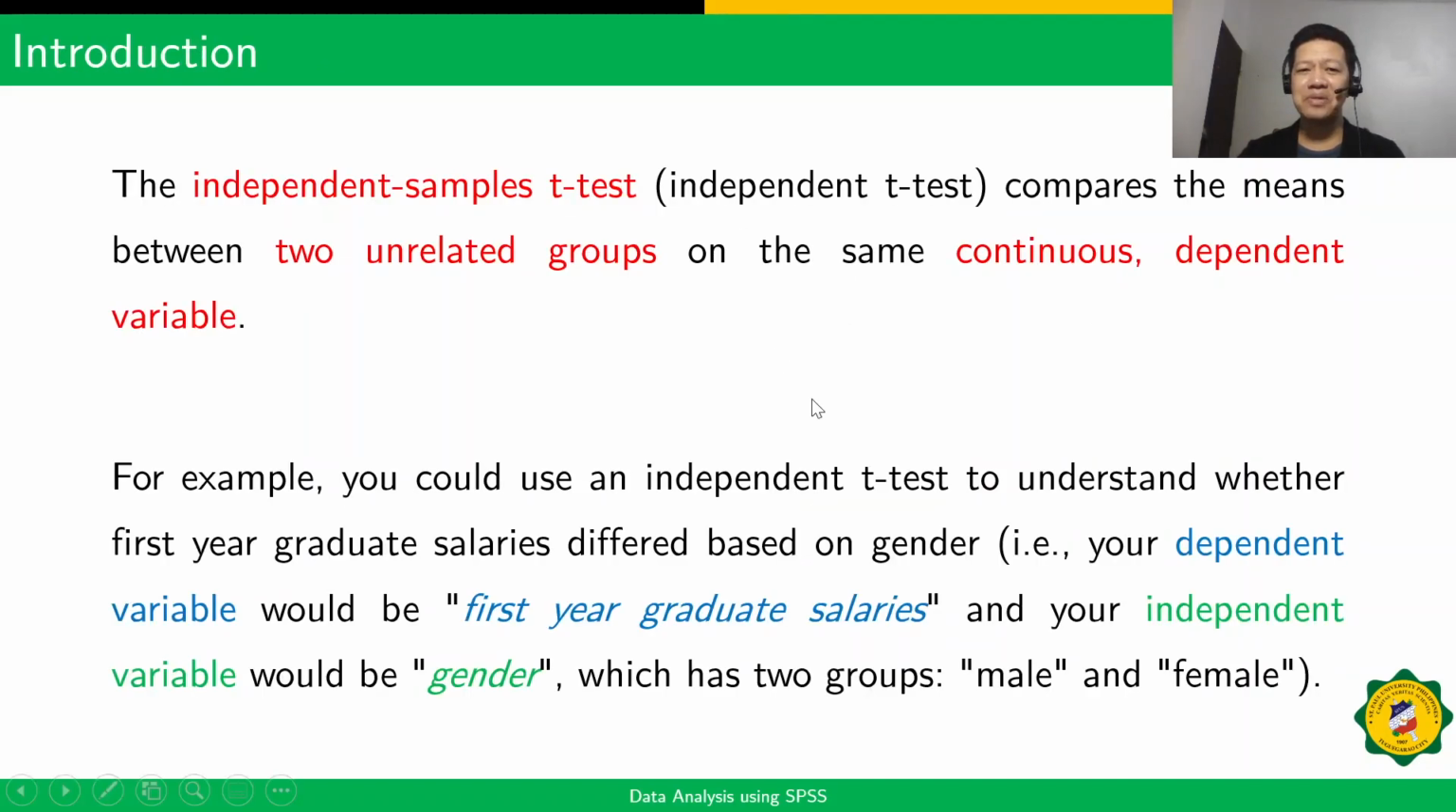The independent samples t-test, or independent t-test, compares the means between two unrelated groups on the same continuous dependent variable. For example, you could use an independent t-test to understand whether first-year graduate salaries differed based on gender. In this study, our dependent variable would be first-year graduate salaries, and your independent variable would be gender, which has two groups, the male and the female.